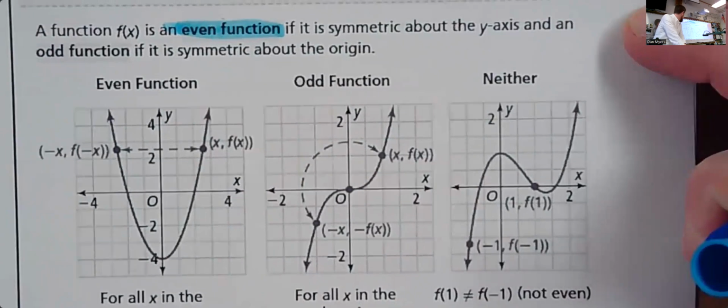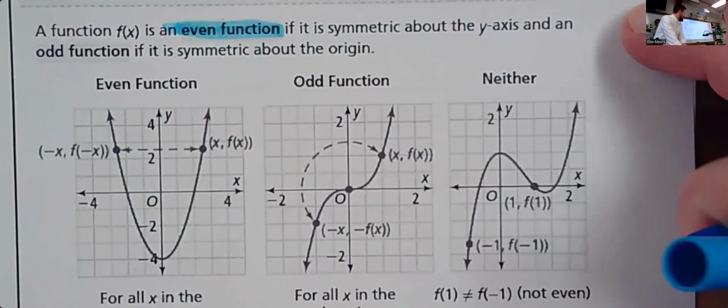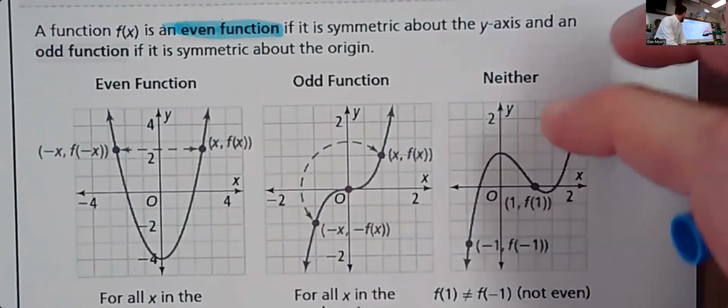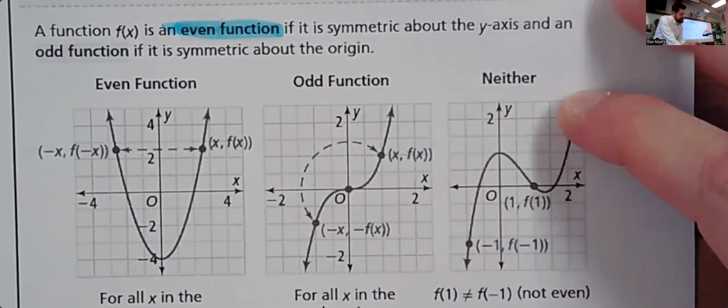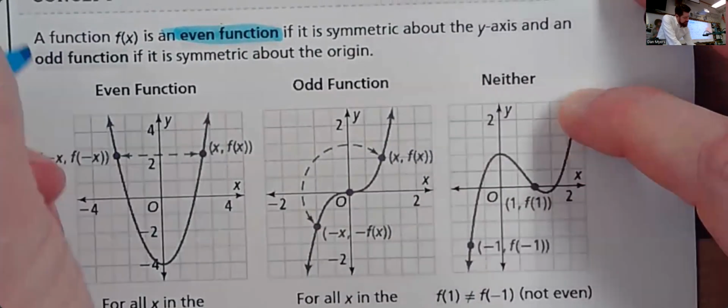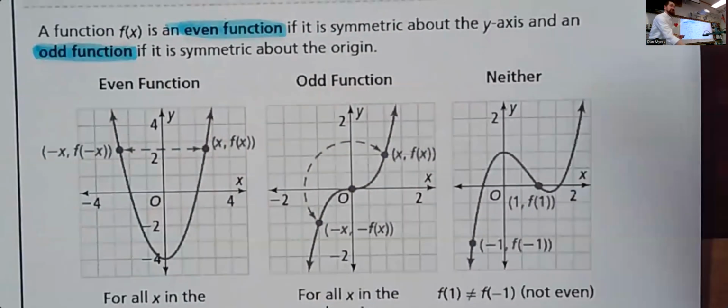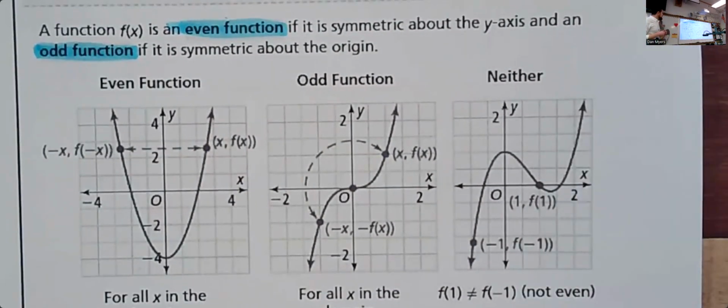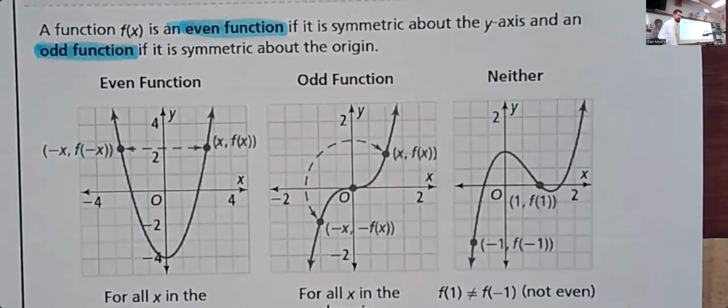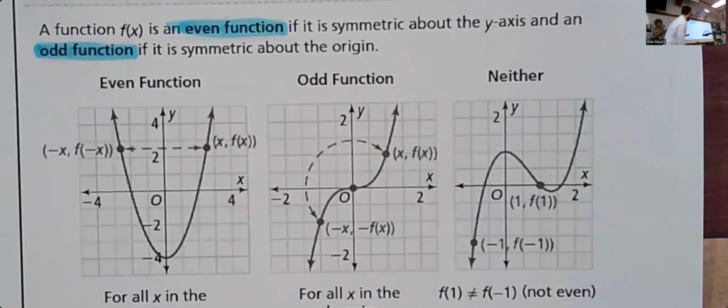An odd function, which is what y cubed is, we didn't talk about that on the front, but an odd function is what happens if it's symmetric about the origin. This is a different type of transformation, but it is a steady transformation. It's what's called a rigid motion. Basically, if you move something but you don't change its shape or size, it's called a rigid motion.